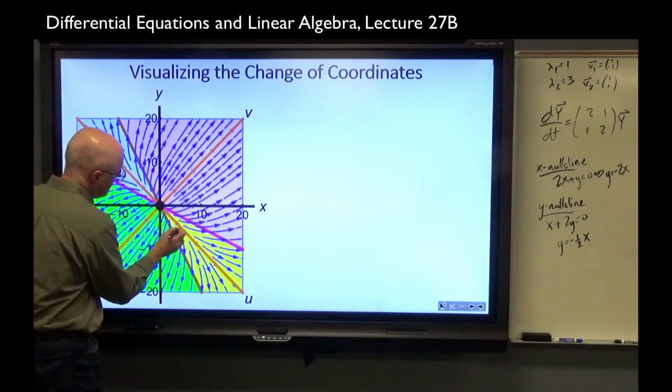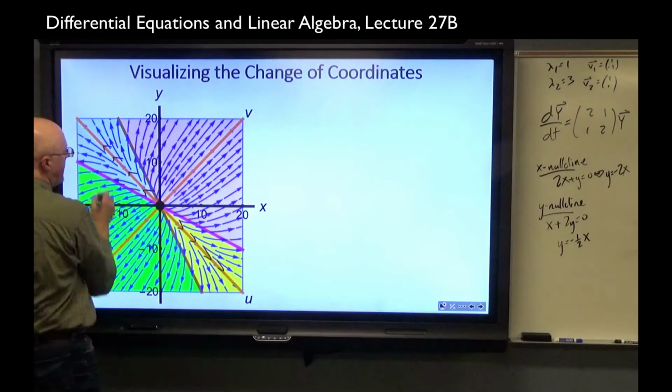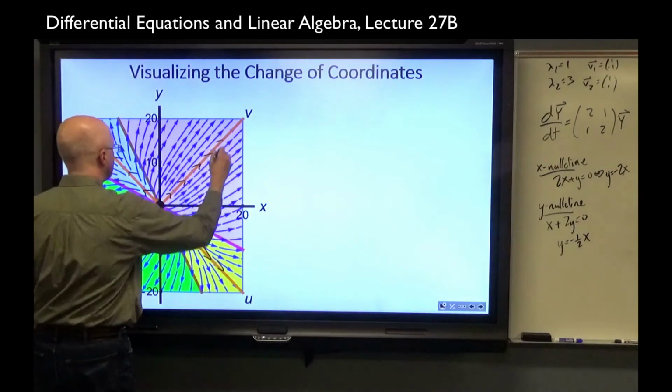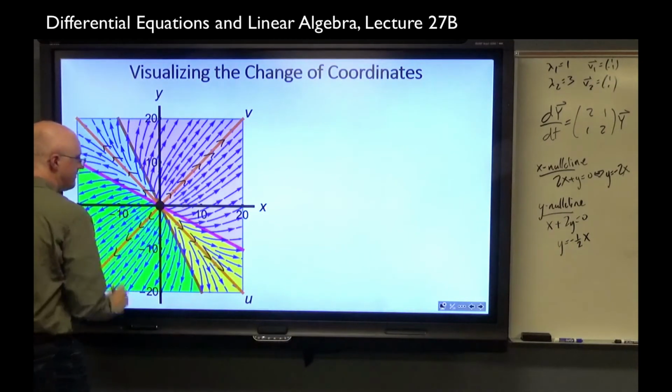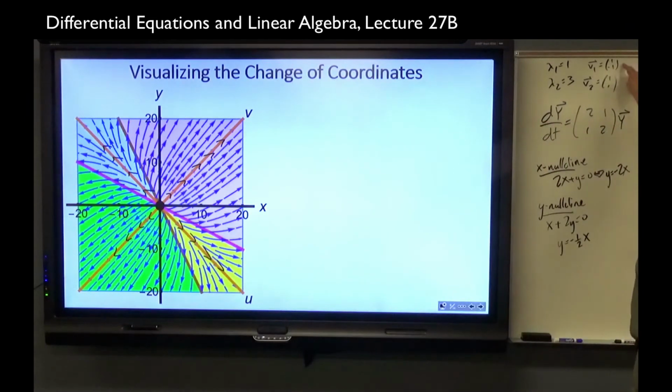Yeah, this one corresponds to the positive eigenvalue, because you see solutions moving away. Well, okay, they're both positive, sorry. They're both positive. The one parallel to that one corresponds to the eigenvalue 1. The one parallel to this one corresponds to the eigenvalue 3.